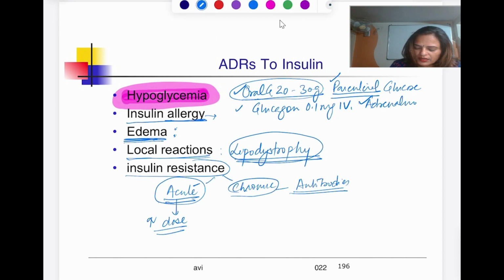In this, the treatment is you have to treat the cause of the chronic resistance, whether PCOD or any hormonal cause like Cushing syndrome or acromegaly, and switch over the insulin preparation from the conventional to the human insulin. That's it. So this finishes the adverse effects of the insulin too.